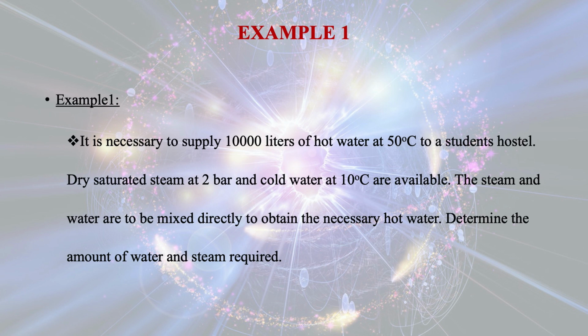The final temperature will be 50 degrees centigrade, and the dry saturated steam is available at 2 bar and cold water is available at 10 degrees. Now in this case what is happening? There is a heat loss by the dry saturated steam, and there will be heat gain by the cold water. So in that process we can achieve the final temperature as 50 degrees centigrade.